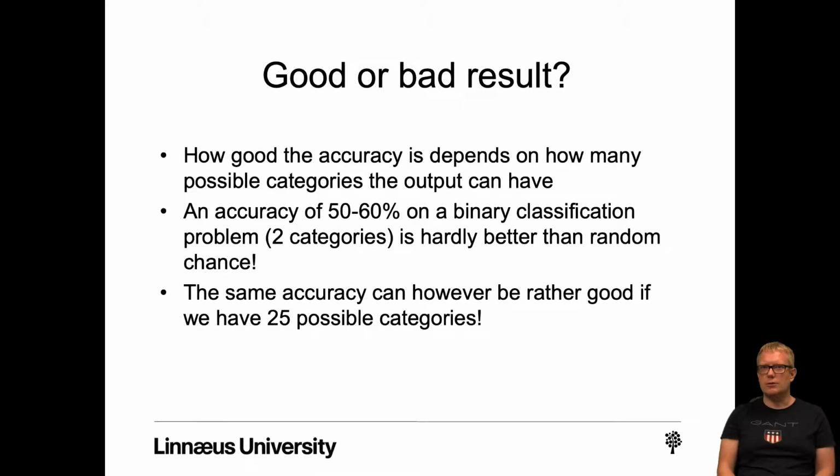Is the result good or bad? How good the accuracy is depends on how many possible categories the output can have. An accuracy of 50 to 60% on a binary classification problem, where we only have 2 categories, is hardly better than random chance. But the same accuracy can, however, be rather good if we have 25 possible categories.